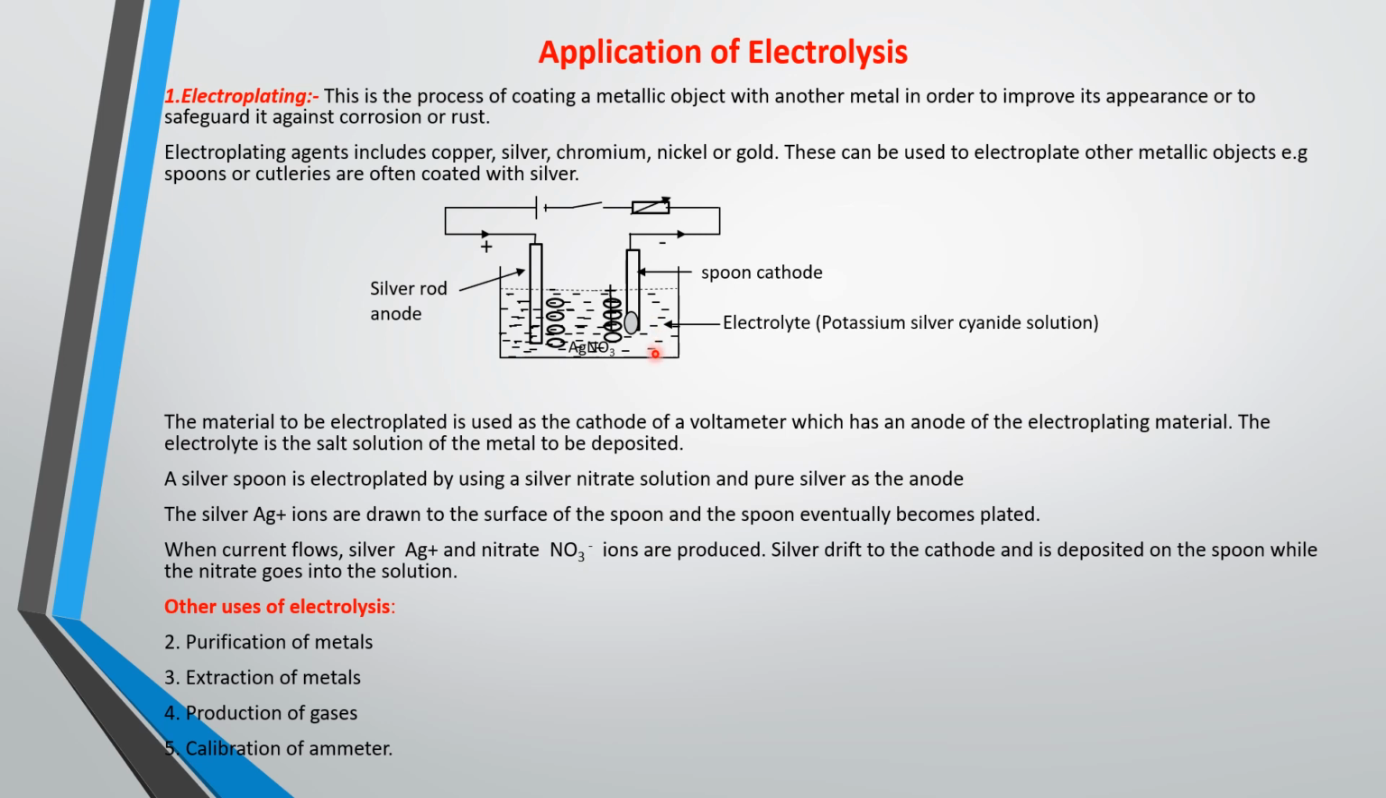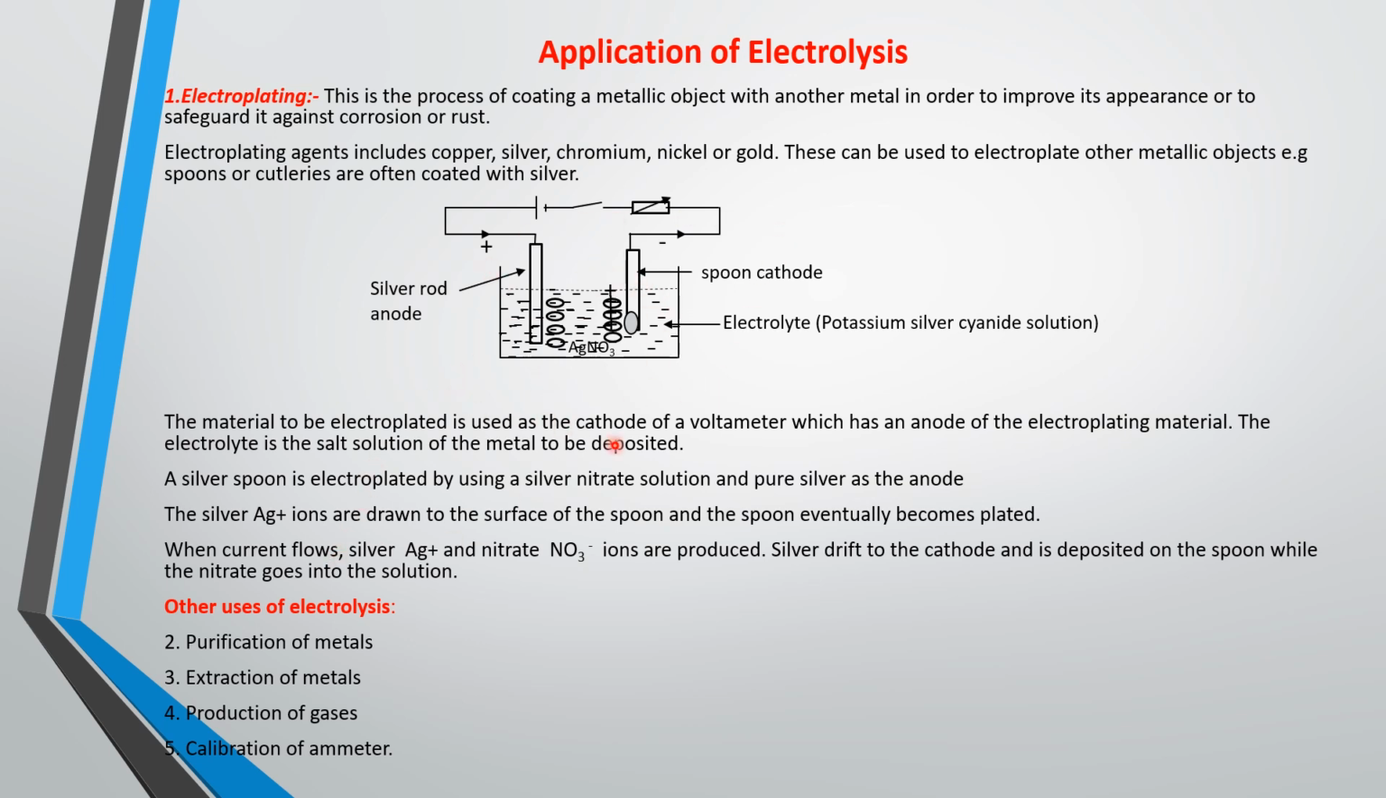Okay, so how is this process done? Now, if you look at this setup here, for the electroplating of a spoon with silver, the electrolyte is there, then you have your electrodes.